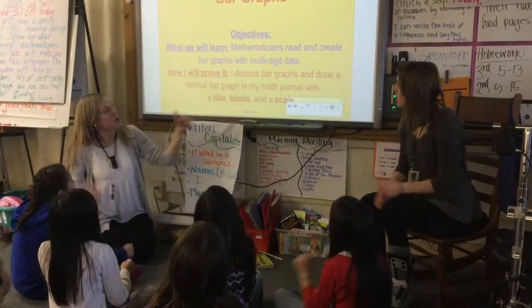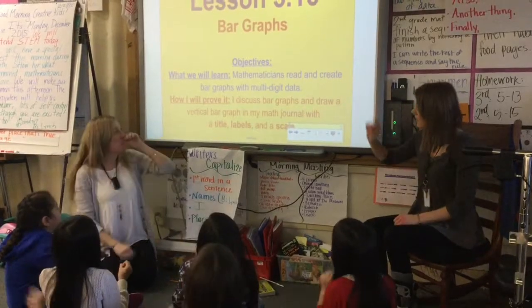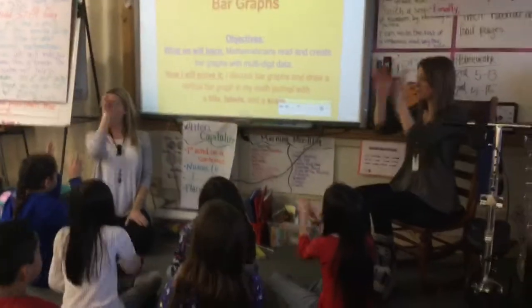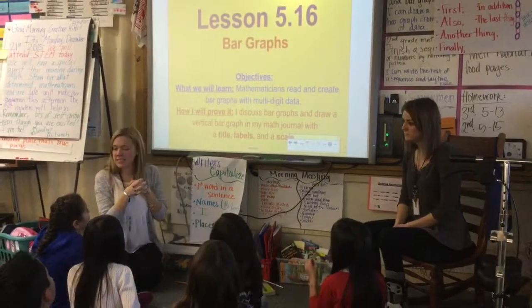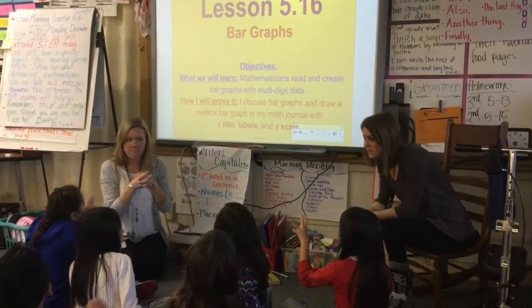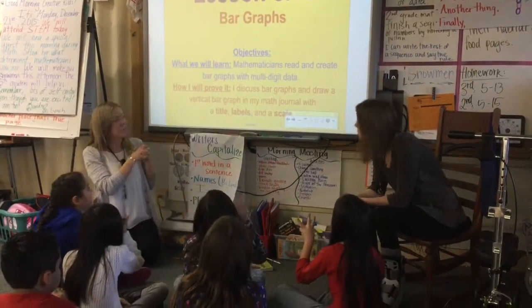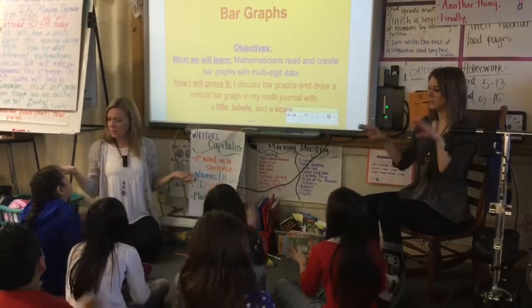So let's go back to where we were. Mathematicians, read and create bar graphs. Remember how we did that? Bar graphs, then we had to show the bars. Bar graphs with multi-digit. That means multi, it's more than one. Good for you, Casey, for remembering that. Multi-digit data. Oh, you know that word. It's all those numbers and those tables and things.